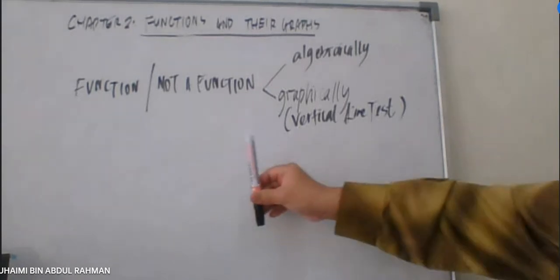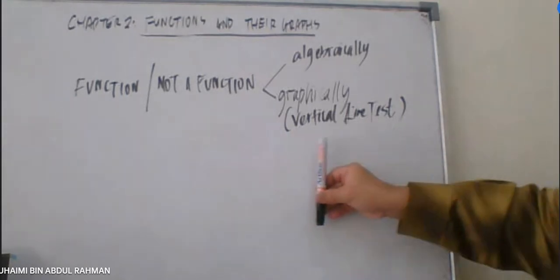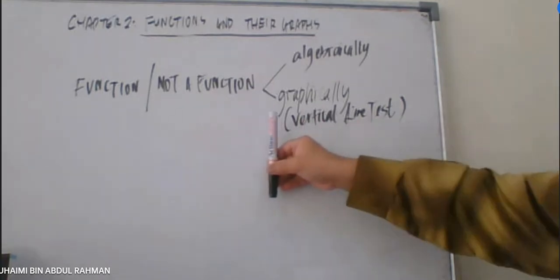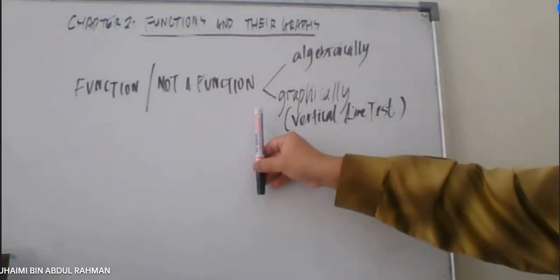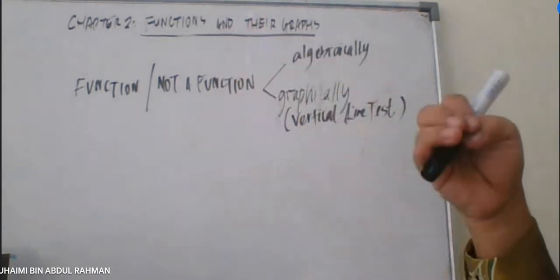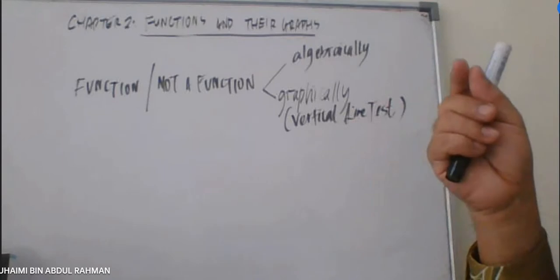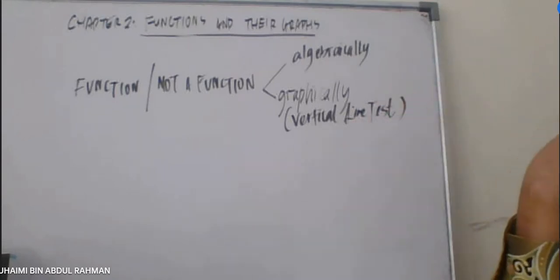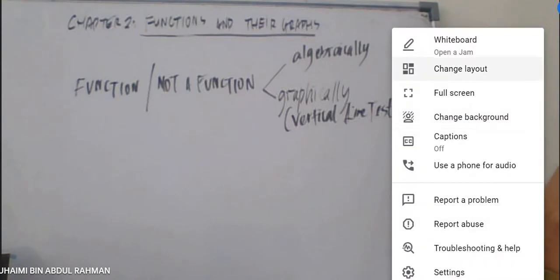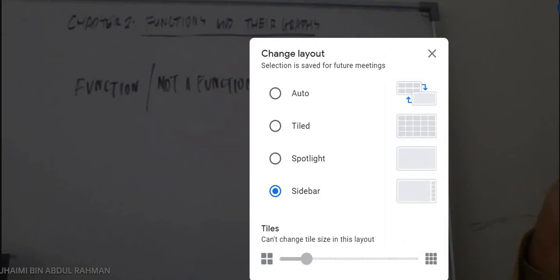So you drag one vertical line throughout the graph and you look at what happens. Does it intersect at one point? If it always intersects at one point, yes, that graph represents the graph of a function. If it intersects at more than one point, that graph does not represent the graph of a function. Simple.